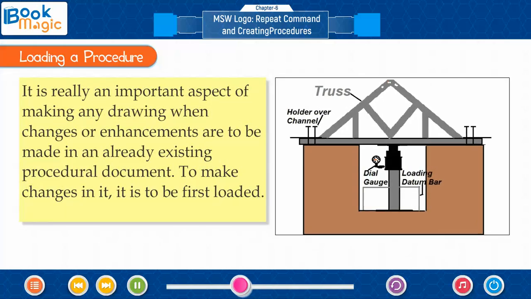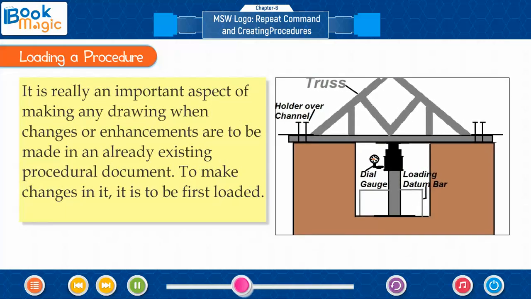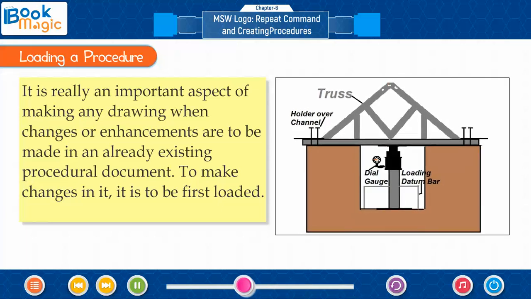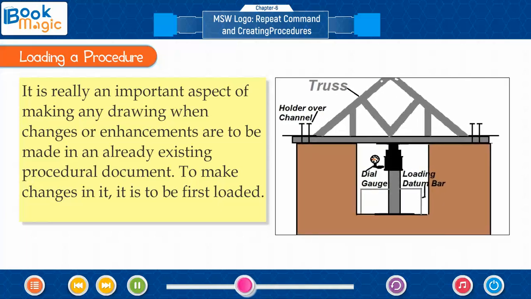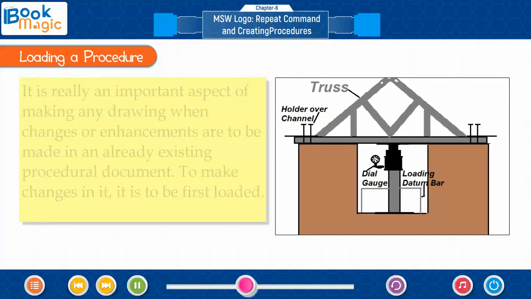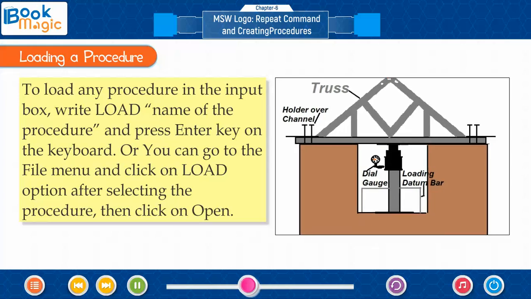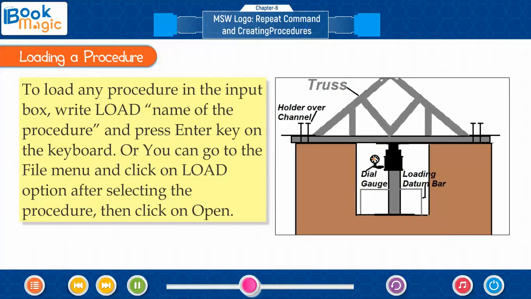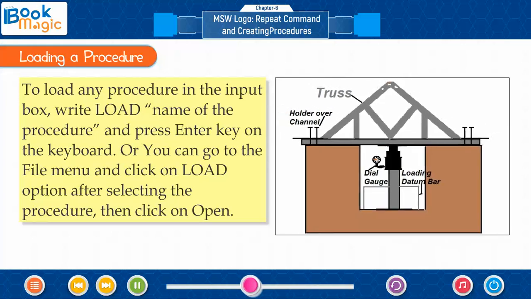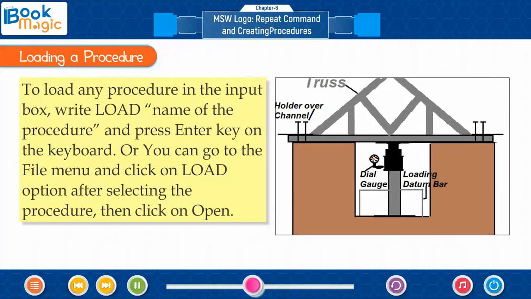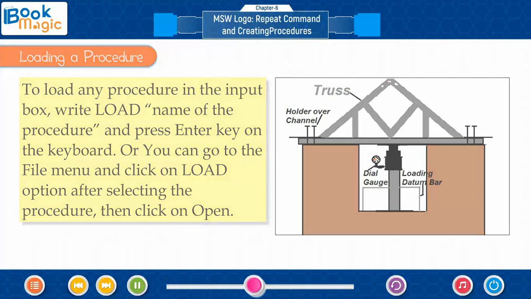Loading a procedure. It is really an important aspect of making any drawing when changes or enhancements are to be made in an already existing procedural document. To make changes in it, it is to be first loaded. To load any procedure in the input box, write LOAD, name of the procedure, and press enter key on the keyboard. Or you can go to the file menu and click on load option after selecting the procedure, then click on open.